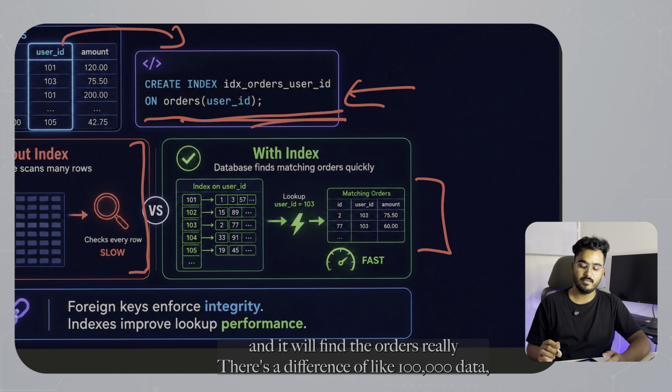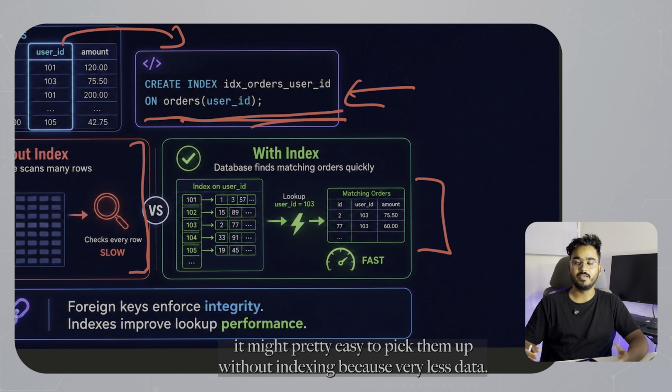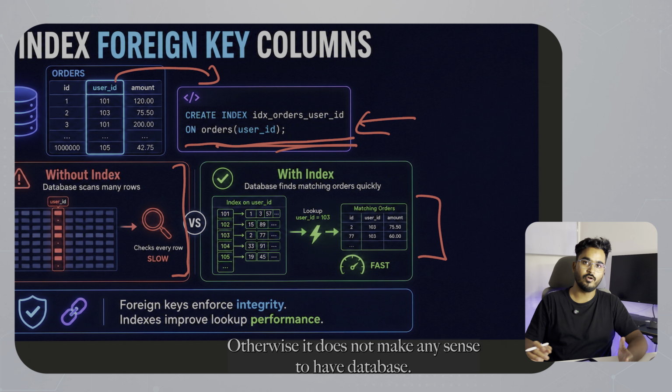With something like 100,000 records, it might be pretty easy to pick them up without indexing because that's very little data. But if you have millions of records in your table, then it is really important that you use indexes. Otherwise, it does not make any sense to have a database.